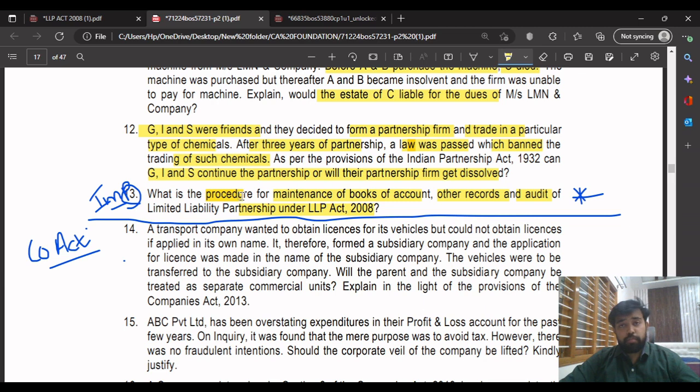First one is they have to maintain proper books of accounts. It may be in cash or accrual basis, and it should be maintained in double entry system. Every LLP should prepare, and it should be maintained at the registered office of the LLP. Okay, that is one point.